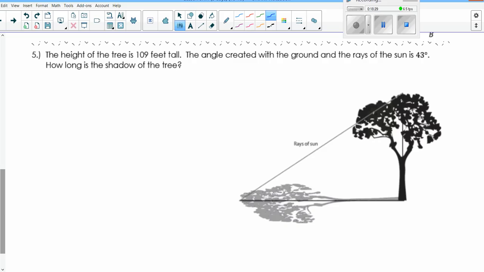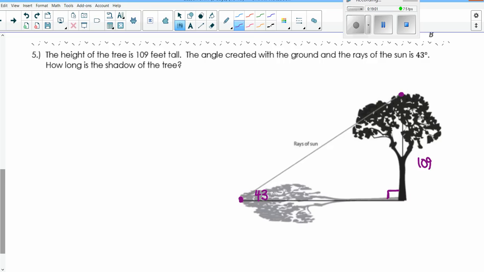The height of the tree is 109 feet tall. So 109. The angle created with the ground and the rays of the sun. So notice this is the ground right here. This has to be your 90-degree angle, right? The ground and the tree are perpendicular. It wouldn't make sense to put 43 up here because that would not be the ground. So this is the only logical place to put 43. So that's the ground right there with the rays of the sun.